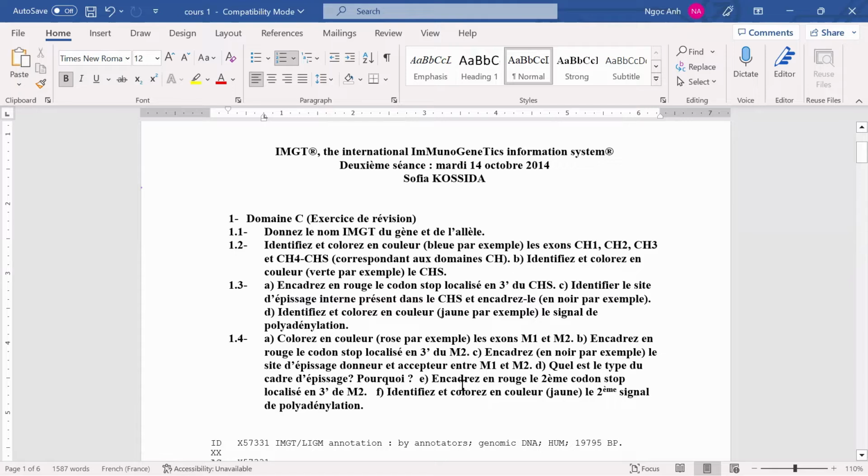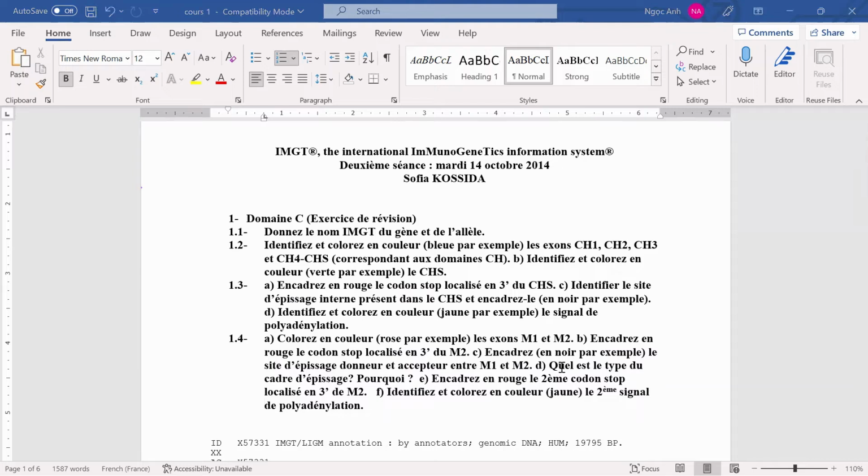It asks you to find the splicing site of the donor and the acceptor between M1 and M2. This is the question that sometimes the students have had difficulty with, the D. All the others, I think they're simple questions.